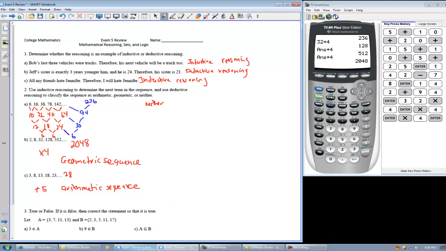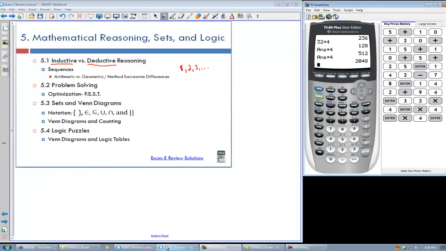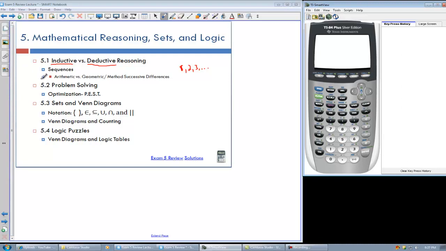All right, let's go back to the review. So now we talked about arithmetic versus geometric, this method of successive differences. Let's move on to 5.2. So on 5.2, we talked about problem solving. We talked about a particular type of problem, these optimization problems. And the idea behind an optimization problem is you're trying to find the optimal value to answer the question. So typically, in our case, it's either the maximum or the minimum. And the way we do this is we do PEST: picture, equation, solve, and test. And we really don't ever use test because we're kind of using it in the solving part.